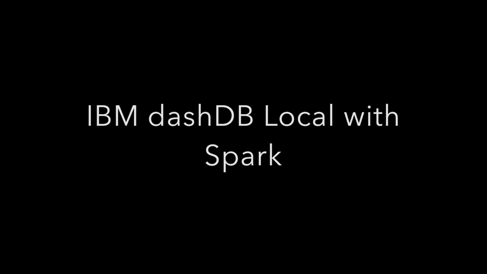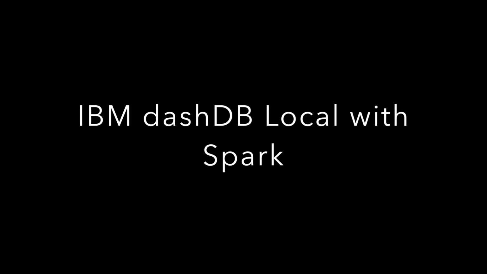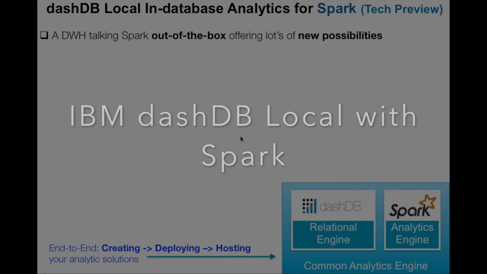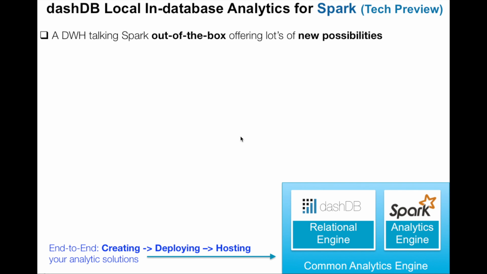Welcome to a quick review of the Apache Spark integration in IBM dashDB Local. dashDB Local is a combination of a relational data warehouse engine for BI and OLAP type data processing with Apache Spark for more advanced and flexible data processing and machine learning. So let's review a couple of the benefits and new options that this opens up for you.